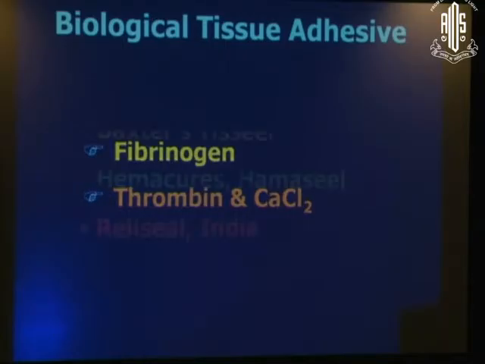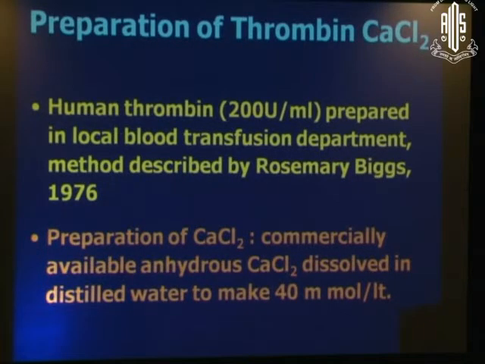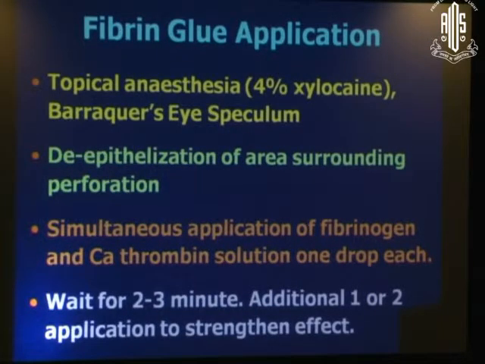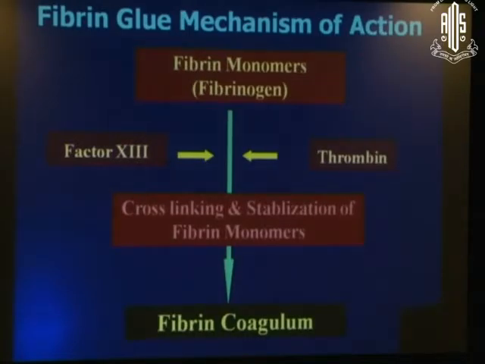Biological tissue adhesives, of course, these days we have commercially available. Earlier we used to make them in the laboratory. For application, the technique is almost similar. The only thing is that you have to use the two solutions simultaneously. We have a common cannula available with two syringes attached, and you have to wait a little longer. And the advantage of the fibrin glue is that it has hemostatic property, then adhesive property. In addition, it promotes healing.